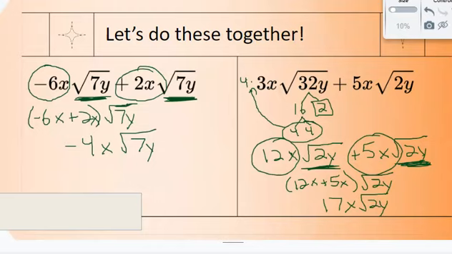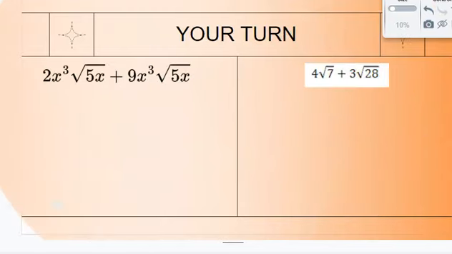So on the next slide, I want you to try these on your own. Use my examples to help you. It's the same pattern. The first one is already like terms. The second one, you're going to have to simplify. My advice is to simplify the square root of 28 and go from there. Pause the video, try your best to do these now, and when you resume, you'll be able to check your answers.